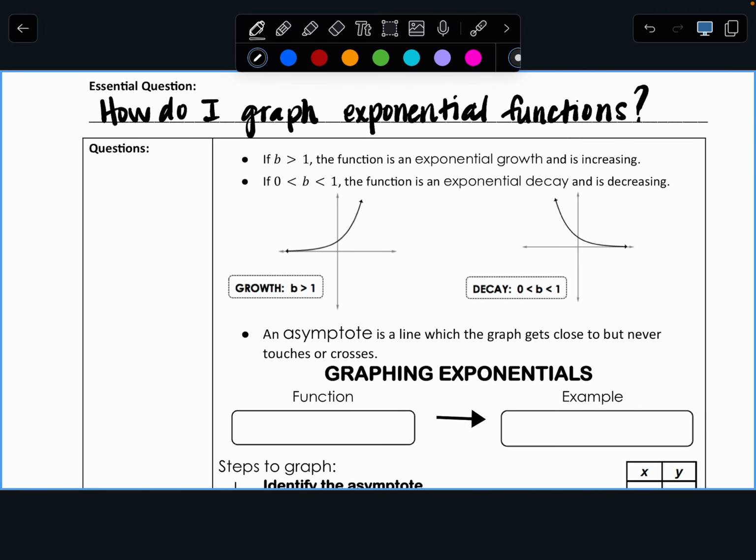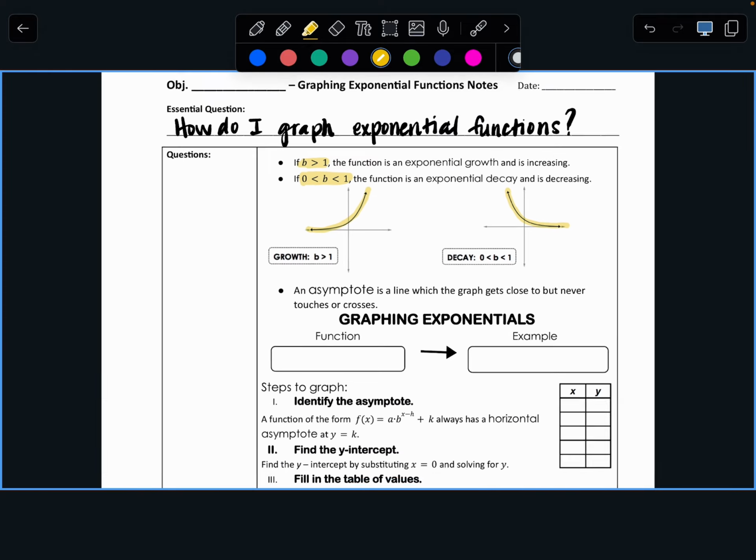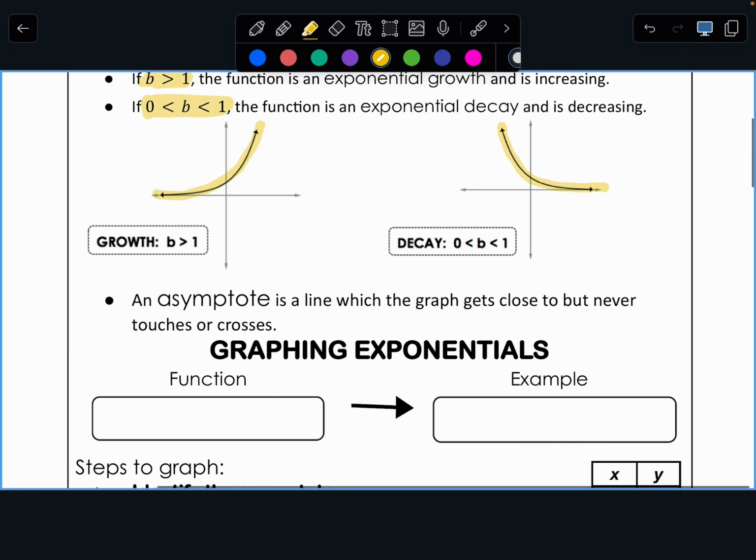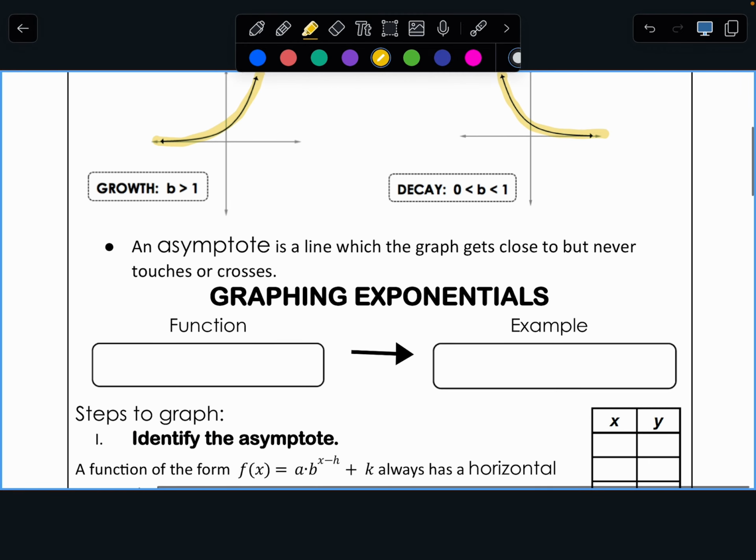So when you look at an exponential function, you're either going to see growth or decay. If b is greater than 1 in the equation, you're going to see growth. And if b is between 0 and 1, or in other words, it's a fraction, you're going to see decay. And so growth is increasing and decay would be decreasing.